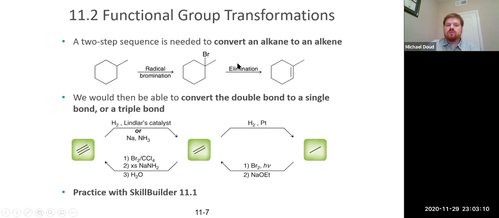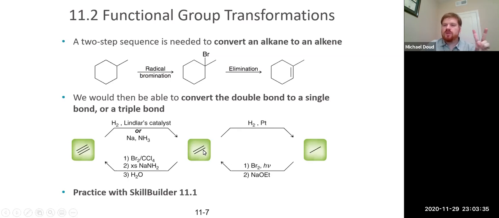Now, what's interesting is once we have a double bond, we can actually get it to a single bond again. We can take it back using hydrogenation reactions, hydrogen and platinum. Or if you want to get it to a triple bond, and this doesn't work in this case because this is on a ring, right? We can't get a triple bond onto this ring.